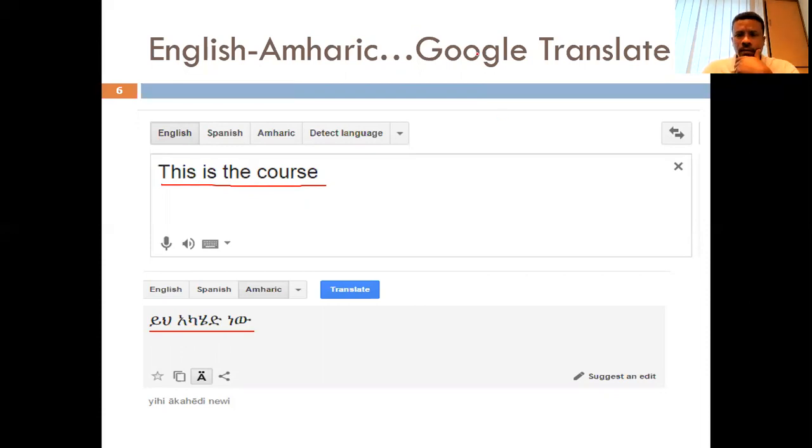Course related to subject. Are you sure? I think so. Okay, translate this one. If I say the course of action, what does it mean? It refers to action.